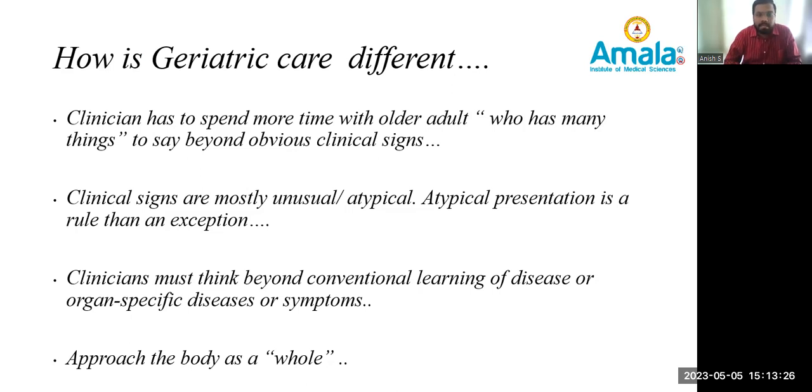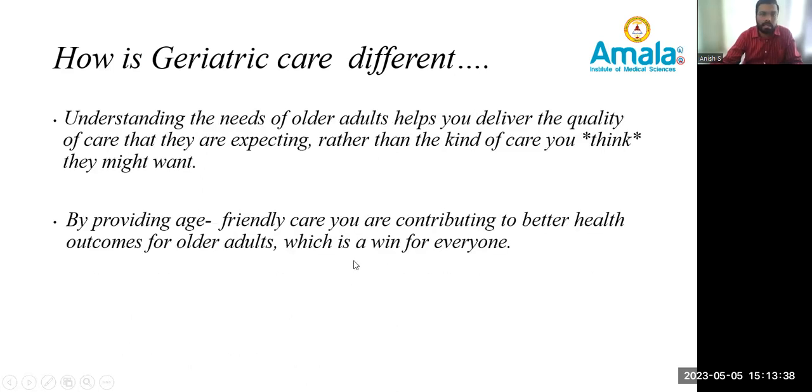And the clinician must think beyond conventional learning of organ-specific disease or symptoms and approach the person, the body, as a whole. So from an organ-specific approach to a holistic approach is required in geriatric care. And understanding the needs of older adults helps you to deliver the quality of care that they are expecting rather than the kind of care you think they might want. So there's a difference between what they expect and what you think they might want.